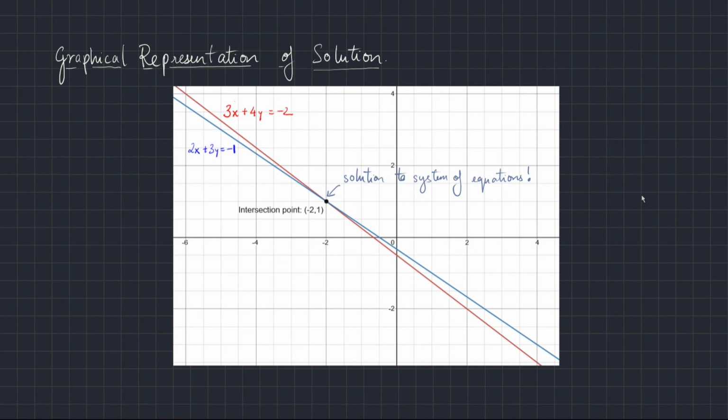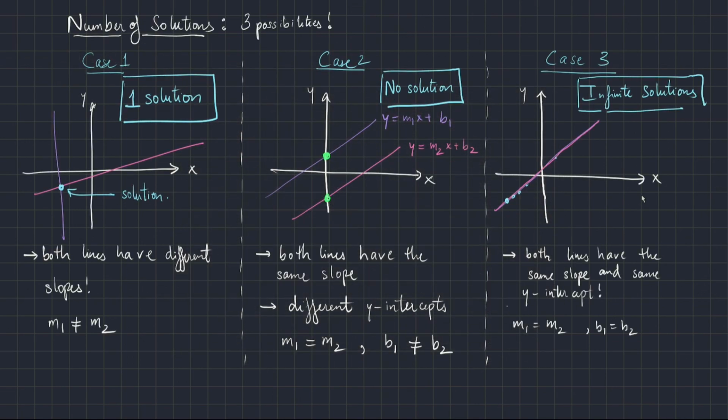Then we also looked at the graphical representation of the system of equations, which corresponds to the intersection point of two straight lines. And finally, we looked at three possibilities for systems of equations. You have case 1, where you have one solution, in which case both lines have different slopes. Case 2, we have no solutions when they have the same slope and different y-intercepts. And case 3 is you have an infinite number of solutions when you have the same slope and the same y-intercept. And that is all you need to know for linear system of equations.